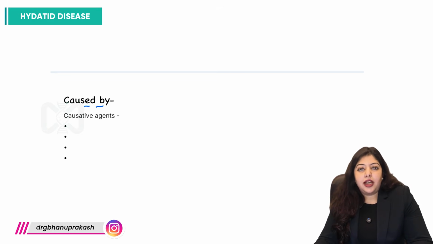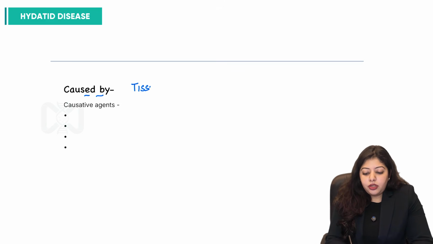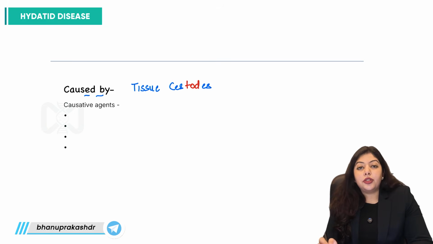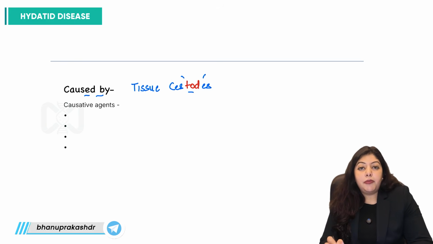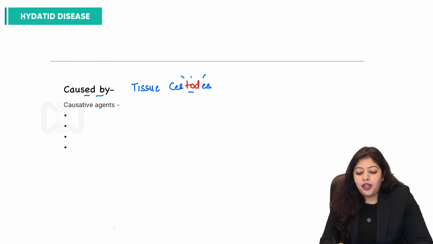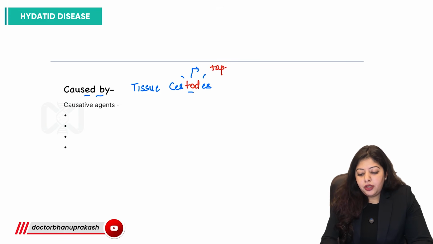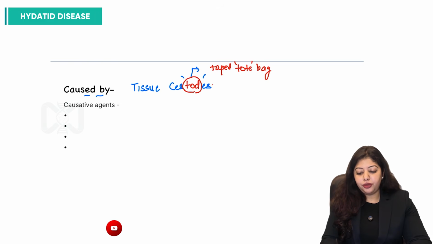So what causes hydatid cyst? It is the tissue cestodes which are responsible for this particular disease. In order to help you remember what cestodes are, I have a mnemonic, that is taped tote bag. I have replaced tod with tote.